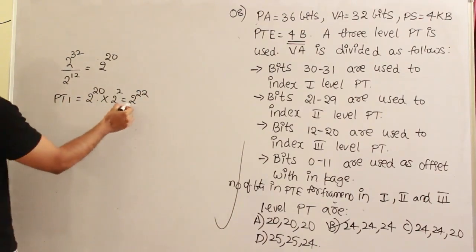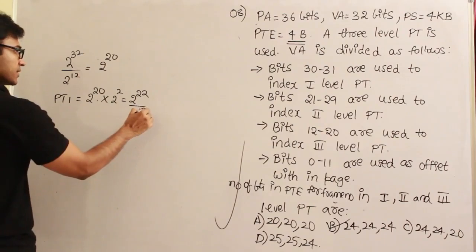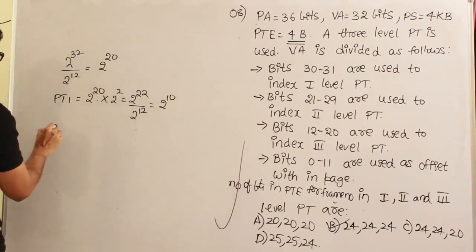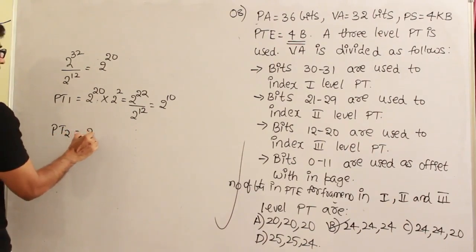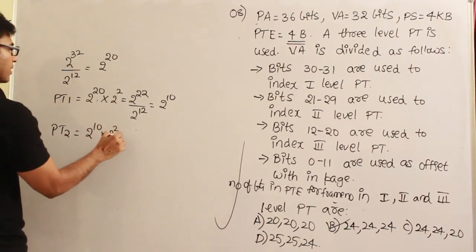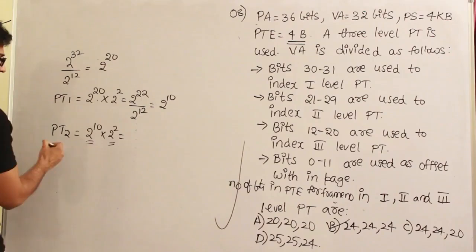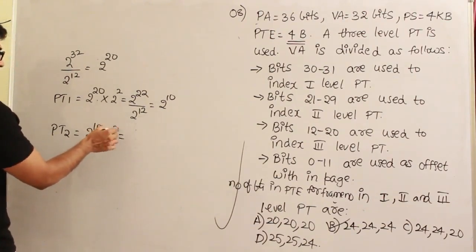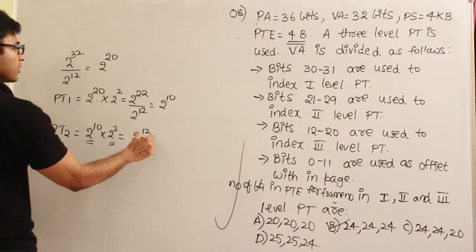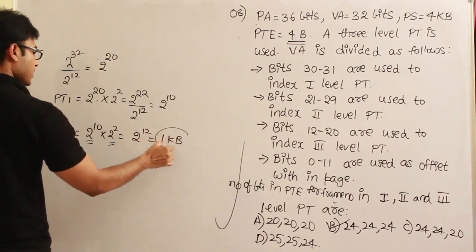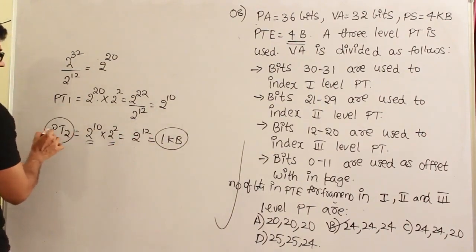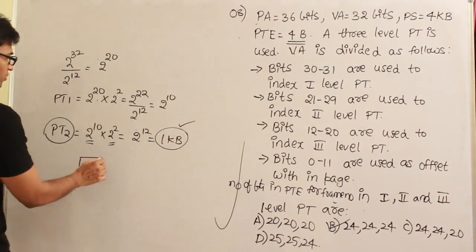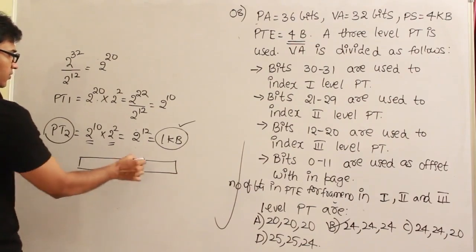Now, if I divide this page table 1 size into pages, how many pages do I get? I get 2 power 10 pages. Therefore, page table 2 size will be 2 power 10 into 2 power 2, because these many pages are there and the page table entry size is 2 power 2. Therefore, it is going to be 2 power 12, which is 4 KB. Finally, page table 2 is able to fit in just one page, which means we could have used only 2-level paging. How is it possible?